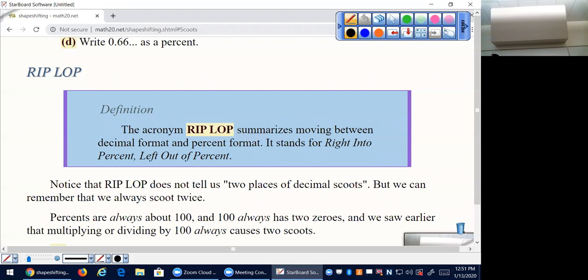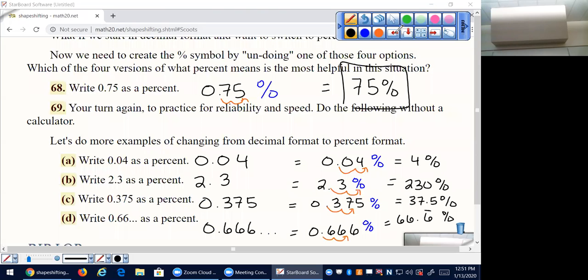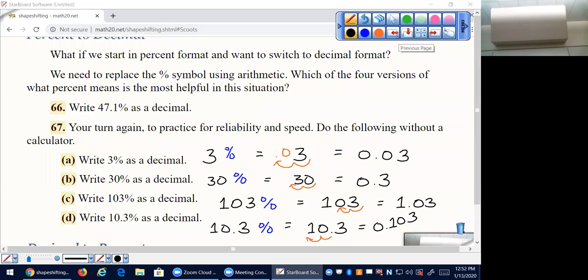Okay, we can go back. Yes. So when you scoot it to the right, and then you left, it goes out of percent. So if I want to go from decimal into percent format, I have to scoot to the right. And if I'm starting in percent format, and I want to get out of it into decimal format, then I go to the left.